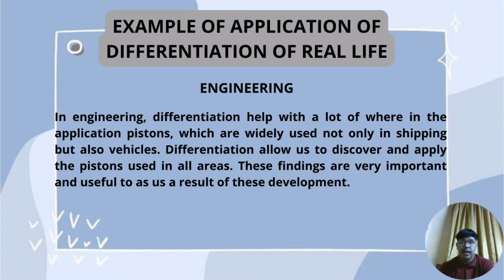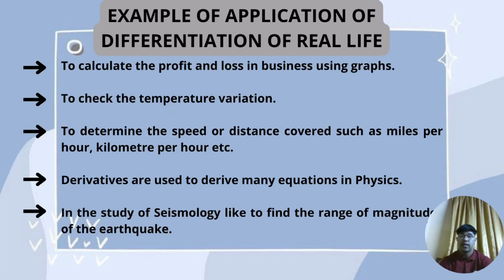So not only engineering but economy and chemistry also use the application of differentiation. Detailed examples of application of differentiation in real life are to calculate the profit and loss in business using a graph, to check the temperature variation, to determine the speed or distance covered such as miles per hour and kilometers per hour. Derivatives are used to derive many equations in physics, and last, in the study of seismology, to find the range or magnitude of an earthquake.